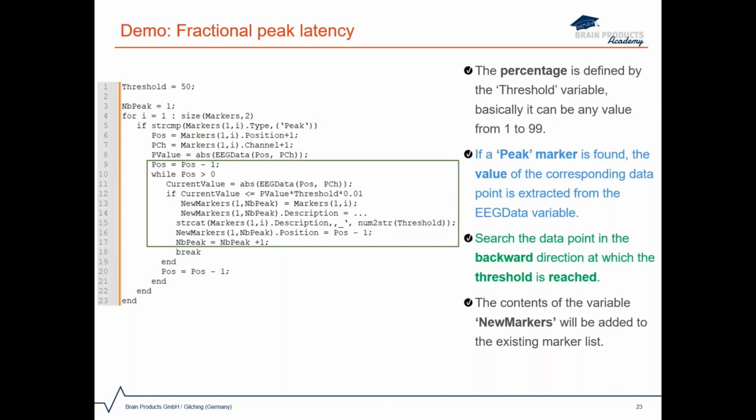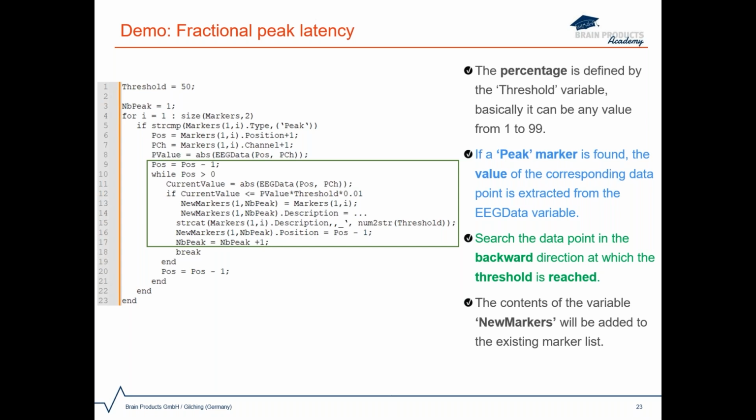Then a second loop searches for the data point in the backward direction at which the threshold is reached. This is the point where the new marker has to be placed. During re-importing, Analyzer will look for the variable named new markers. Its contents will be added to the existing marker list. Recall that it must have the same structure as the markers variable.